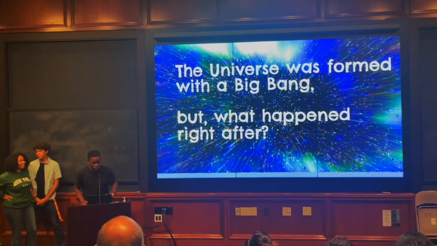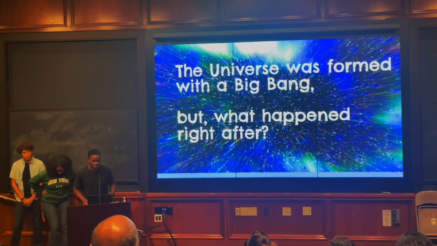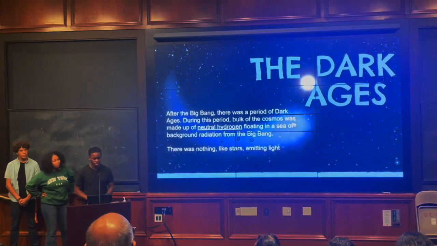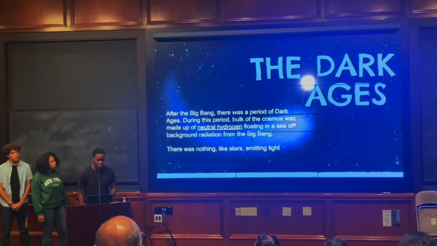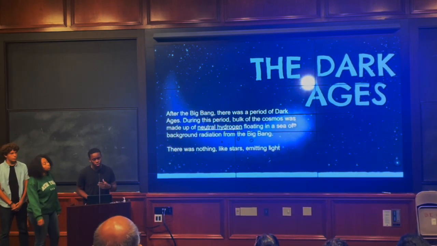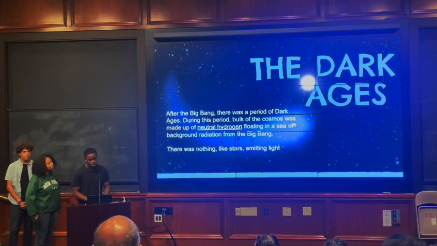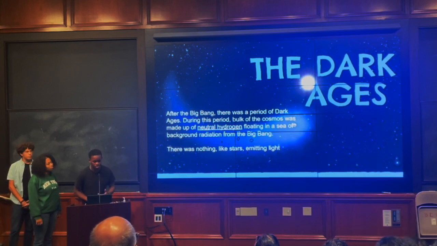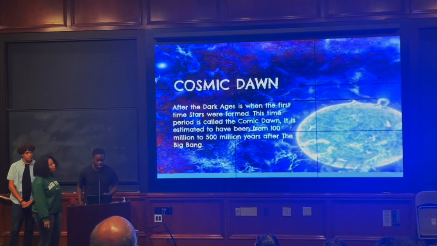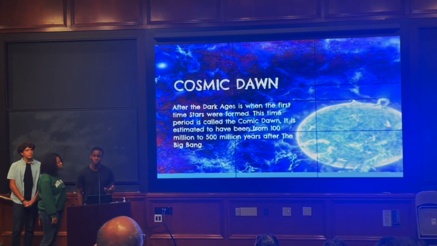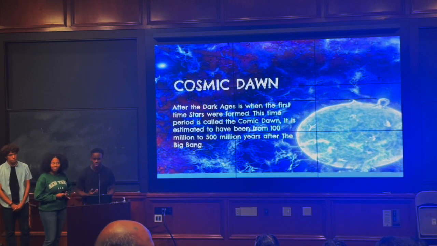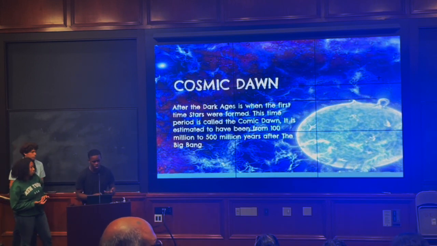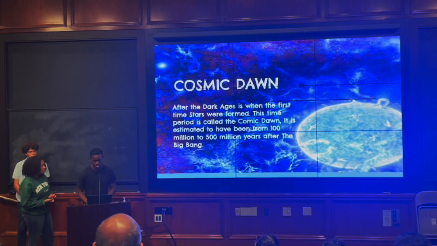So the universe was formed with a big bang, but what happened right after? There was a period of dark ages, and during this period, the bulk of the cosmos was made up of neutral hydrogen, floating in a sea of background radiation from the Big Bang, and there was nothing like stars that was able to emit light. After the dark ages is when the first stars were formed. This time period is called the cosmic dawn. It is estimated to have been from 100 million to 500 million years after the Big Bang.